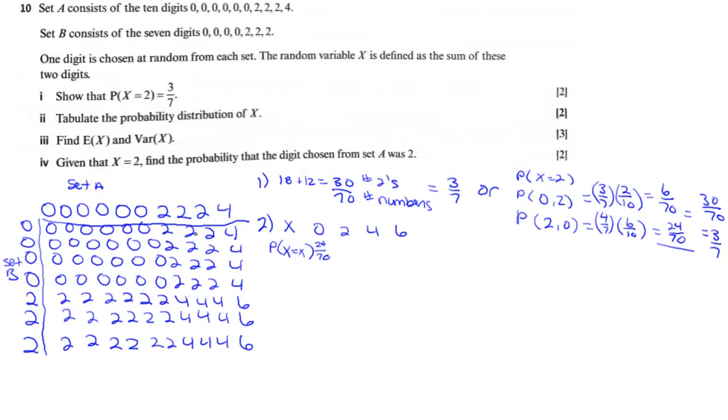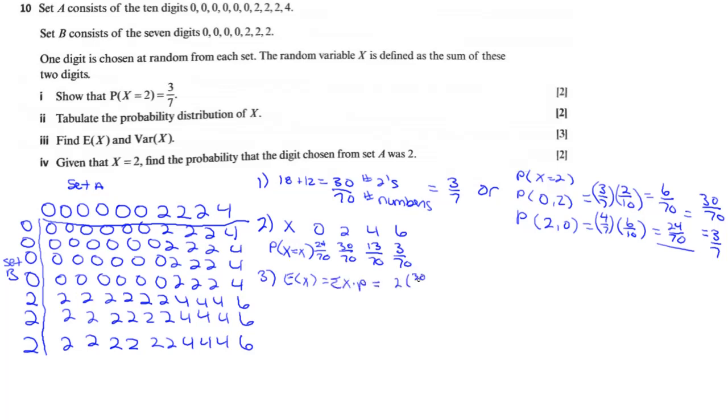The 2s, we already know there's 30 out of 70 for those. The 4s, we've got 13 out of 70. And the 6s, there are only 3 of those, that's 3 out of 70. That's our probability distribution table. 24 plus 30 plus 13 plus 3 is equal to 70. We're looking good.